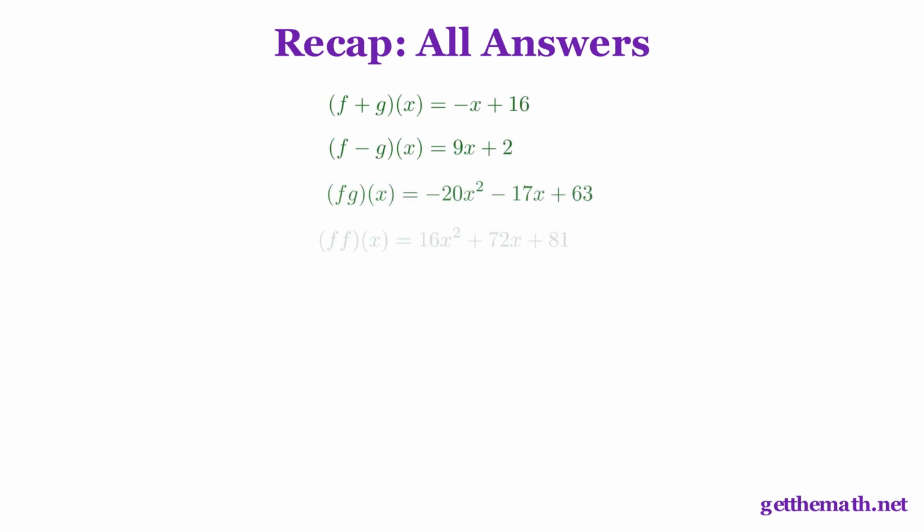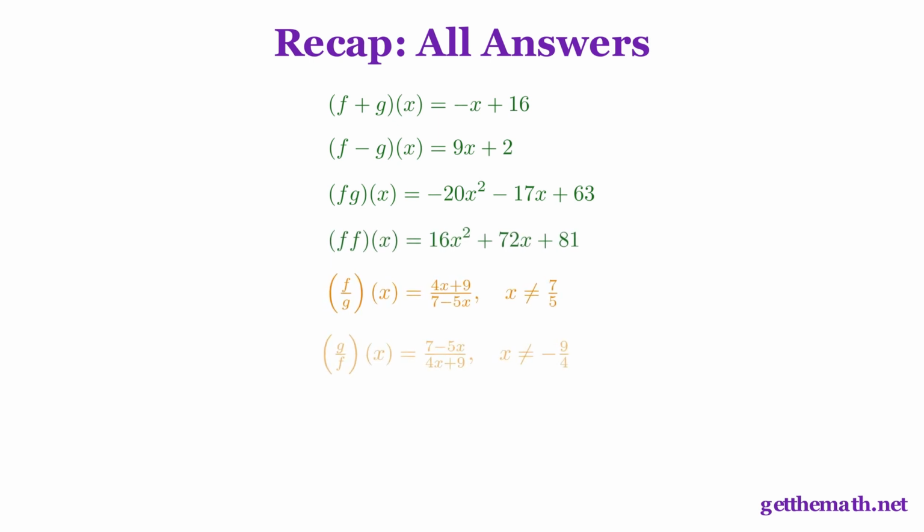Recap. Both f and g are linear, so the domain is all real numbers for all non-division combinations. F plus g equals negative x plus 16. F minus g equals 9x plus 2. F times g equals negative 20x squared minus 17x plus 63. F times f equals 16x squared plus 72x plus 81.